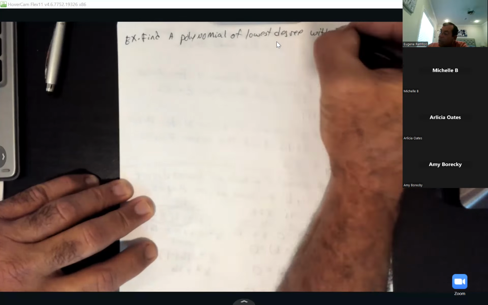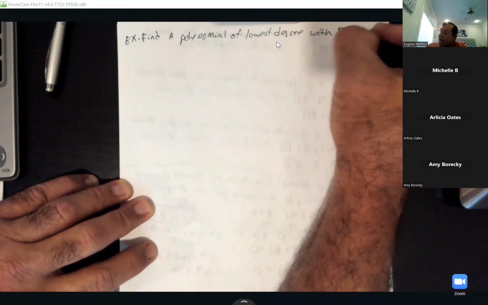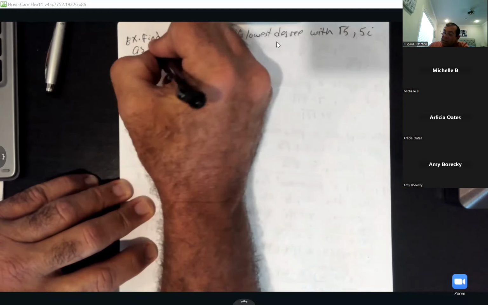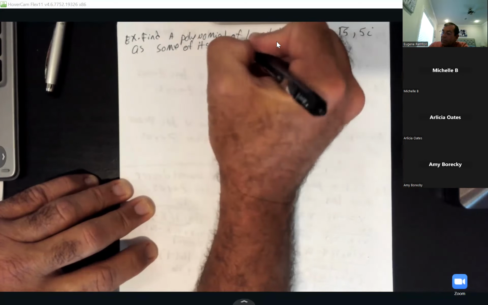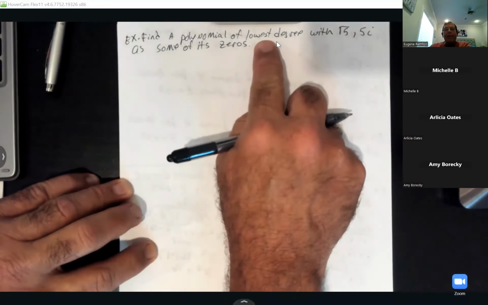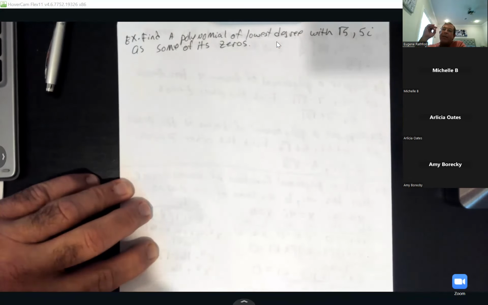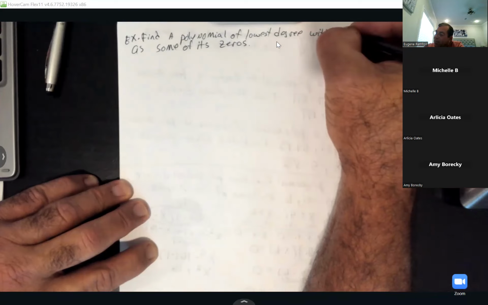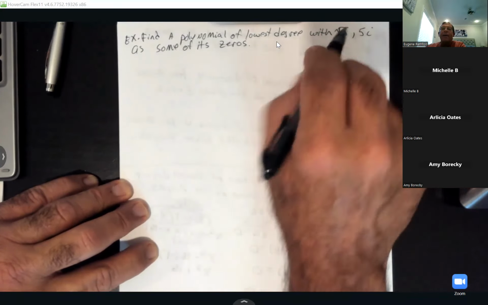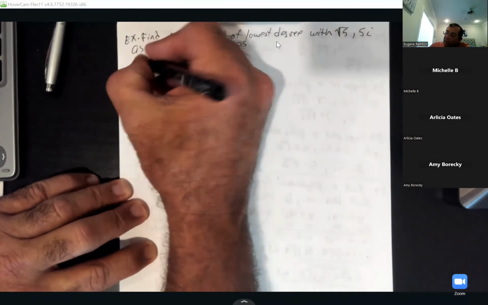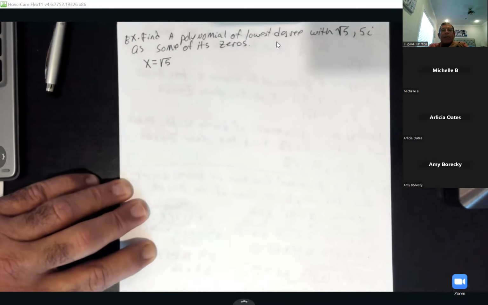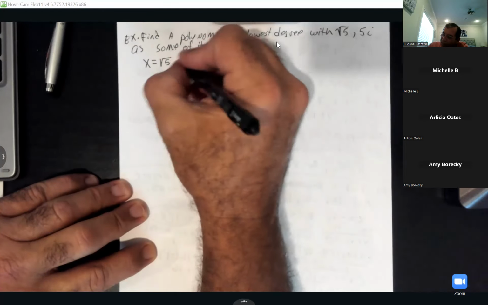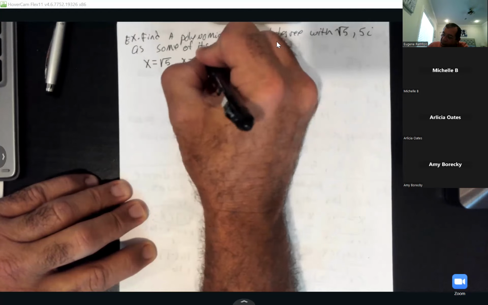With a square root of 5 and a 5i as some of its zeros. So once again, they're not telling me my degree because they don't want to give away how many zeros I should have. But let me make that the square root of 5 and a 5i. So if I got x equals a square root of 5, what's the next zero going to be? Negative square root of 5. So there you go. That's going to be a negative square root of 5.